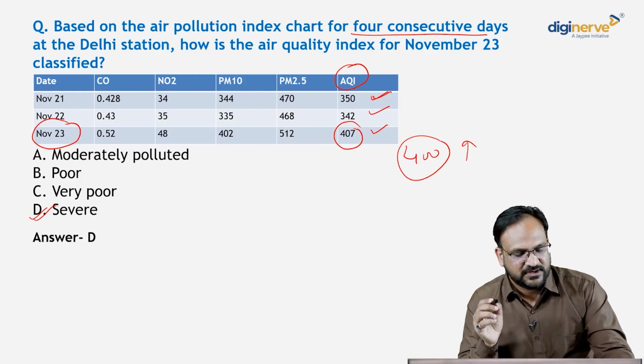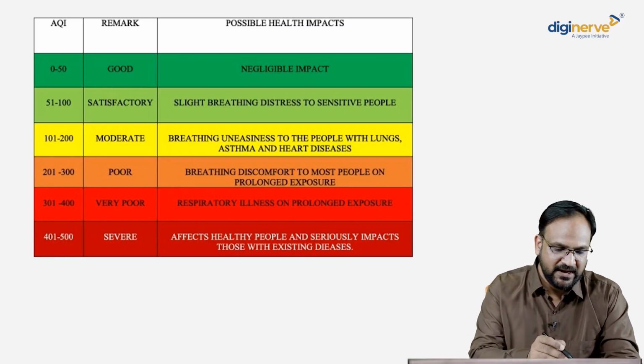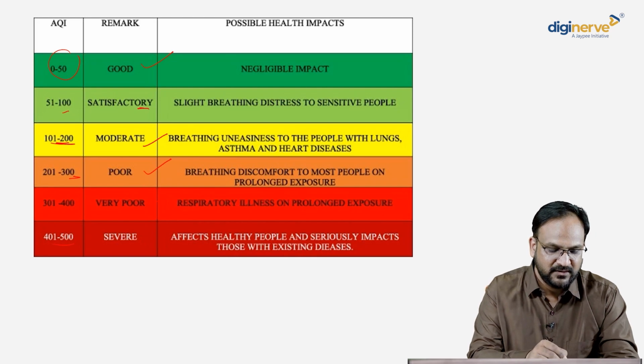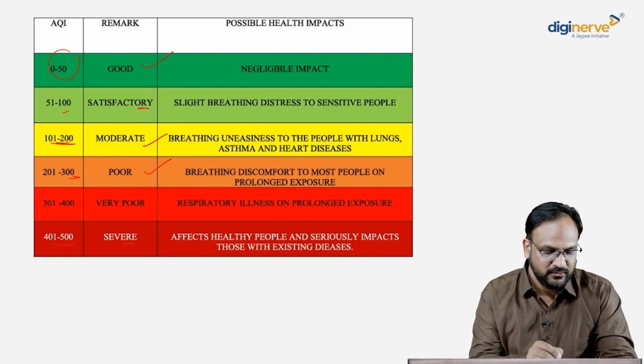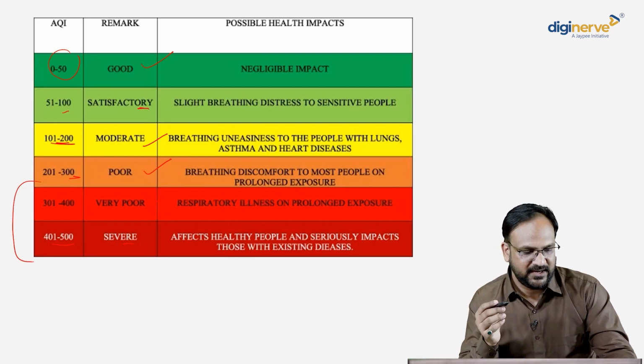There is a table to differentiate the different AQI categories. When AQI is under 50, it is considered good. When it is between 51 and 100, it is satisfactory. 101 to 200 is moderate air pollution, 201 to 300 is poor, 301 to 400 is very poor, and 401 to 500 is severe air pollution. So just remember these: poor, very poor and severe. A severe condition is beyond 400 AQI.